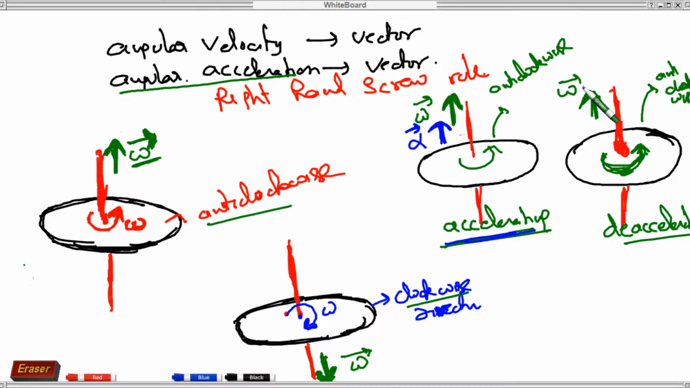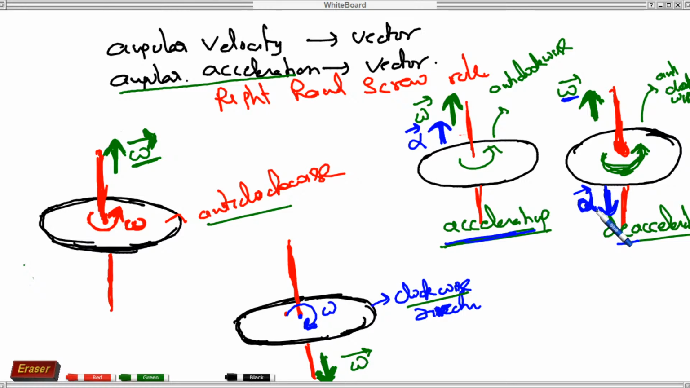This would be the direction of the angular velocity vector. But what would be the direction of the angular acceleration vector? In case of deceleration, the direction of angular acceleration will be opposite to the direction of angular velocity. So it will be like this, because here it is decelerating.